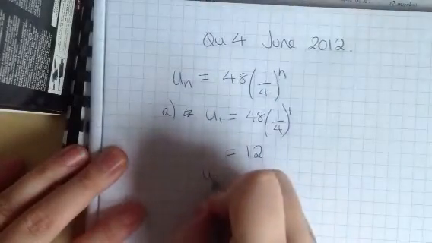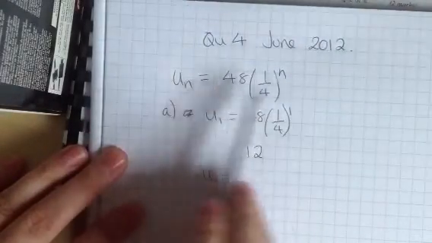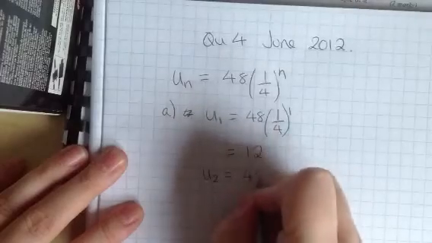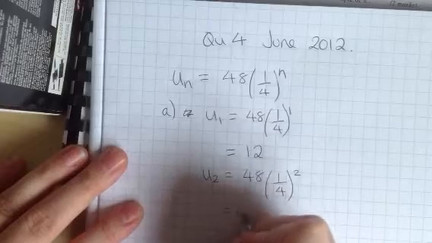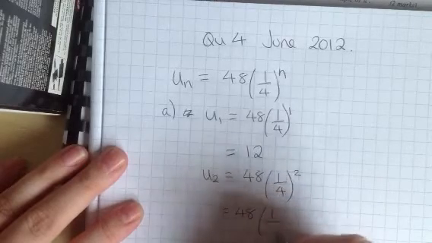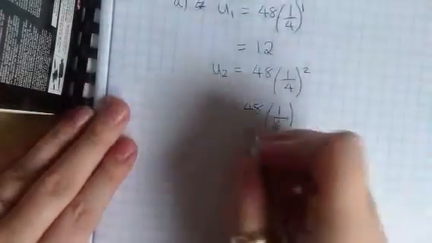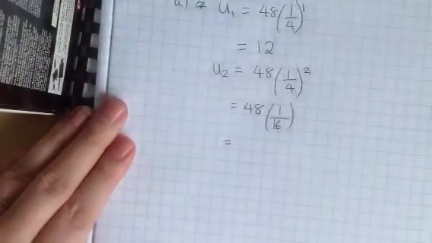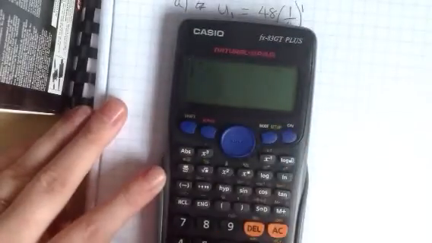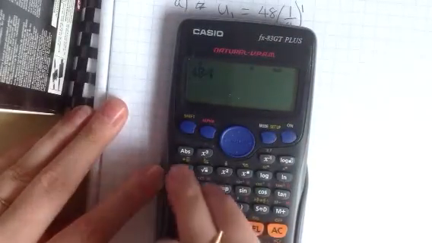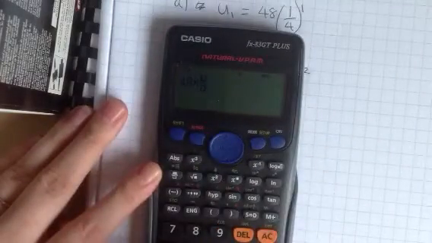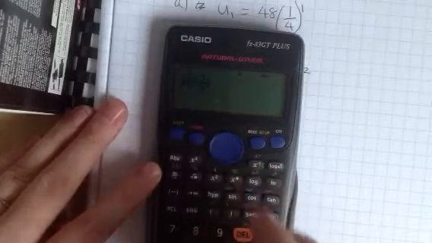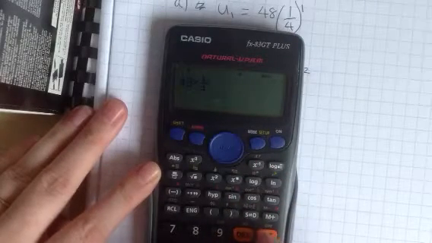And the second term, you do exactly the same. If a 2 goes there, so that is 48 times a quarter squared. A quarter squared is square the top, square the bottom, which is 48 divided by 16. And if you're not sure, stick it on your calculator, 48 times, and if you want to use your fraction button, a quarter to the power of 2. If you want to put brackets in there and square it, you can.